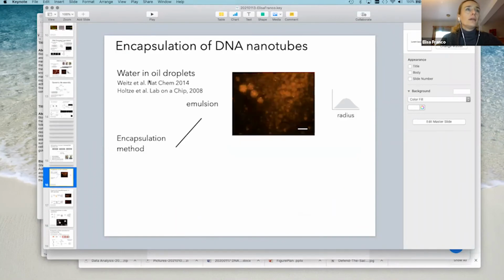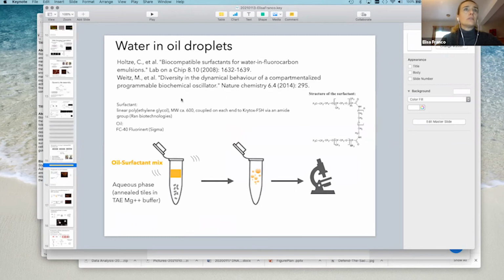Here it is. I have an extra slide. We use a particular combination of fluorinated oil and surfactant. The surfactant is a rather big molecule that has been used in a series of studies with encapsulation of DNA molecules, and based on what we found, it's the best one. It minimizes interactions with the surface, and it also doesn't seem to be charged and attract DNA.